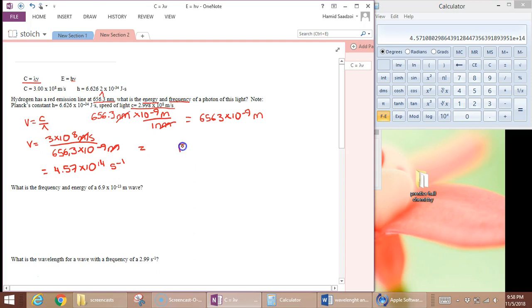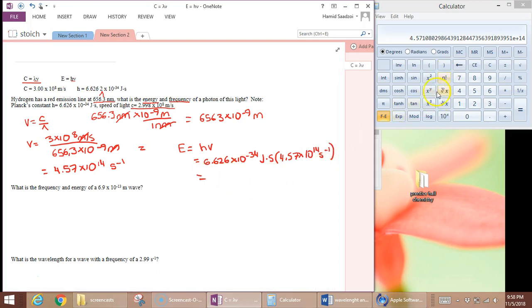Alright, now we can calculate our energy. Energy is going to equal h times v. Remember, h is that super small number with the negative exponent. So it would be 6.626 times 10 to the negative 34 joules times seconds times our frequency, which we just solved, 4.57 times 10 to the 14th s to the negative 1. So same thing as before.